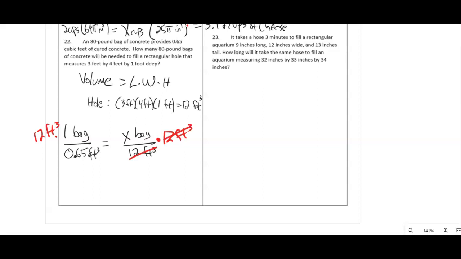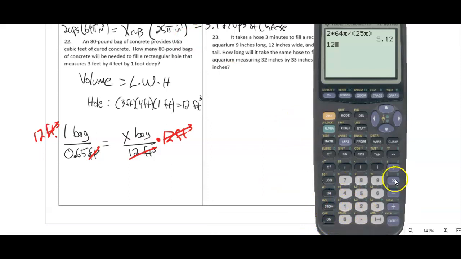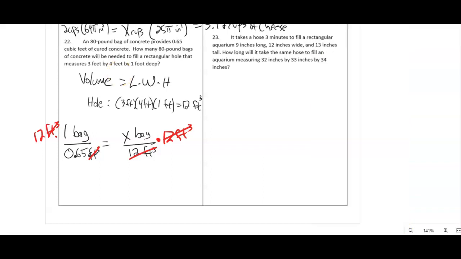On the left side, we can reduce the feet cubed if we'd like. And the units are all bags. That's great. We get 12 times 1 divided by 0.65. That's 18.46 bags. Now it does not say rounding on this problem. 18.46 bags. But if I'm buying bags, I would go with 19 bags.